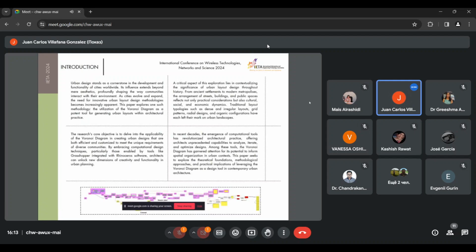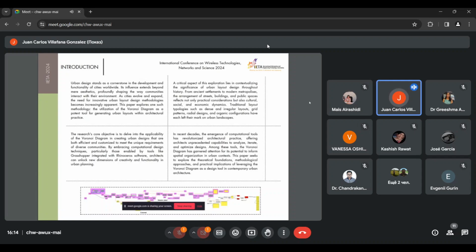Introduction. Urban design stands as a cornerstone in the development and functionality of cities worldwide. Its influence extends beyond mere aesthetics, profoundly shaping the way communities interact with their environment.